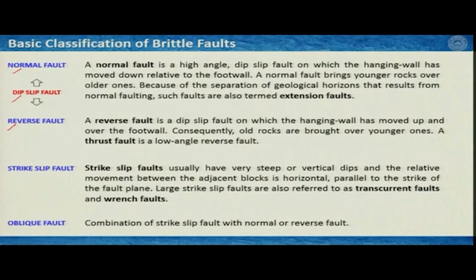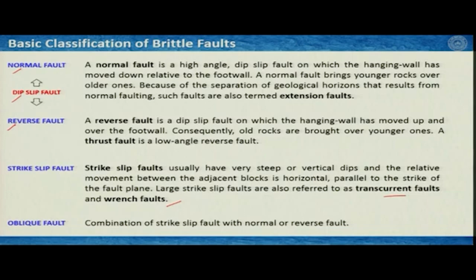The strike slip faults usually have very steep or vertical dips, and the relative movement between the adjacent blocks generally is horizontal, parallel to the strike of the fault plane. Large strike slip faults are also referred to as transcurrent faults or wrench faults. We'll talk about transcurrent and wrench faults later. Then an oblique fault is something that combines dip slip and strike slip. So, it is a combination of strike slip with normal or reverse slip components.